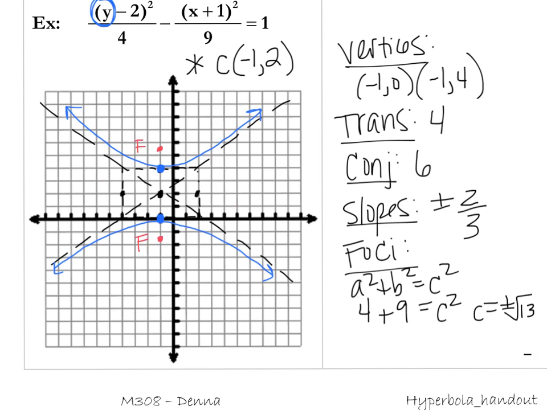So now all we have to do is figure out what those ordered pairs are. Well, I'm pretty sure that the x value for both of those is -1. And then I started at the y value of 2, because that's where the center is. And then I went up radical 13 and down radical 13. So those are my foci.